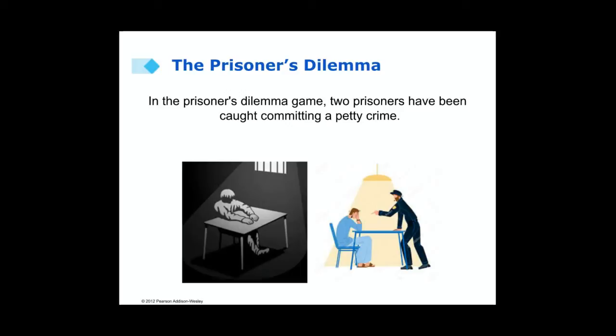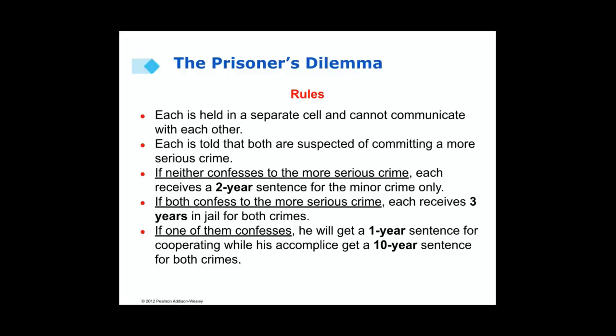In the Prisoner's Dilemma, two prisoners have been caught committing a petty crime. Each is held in a separate cell and cannot communicate with each other. Each is told that they both are suspected of committing a more serious crime. If neither confesses to the more serious crime, each receives a 2-year sentence for the minor crime only. If both confess to the more serious crime, each receives 3 years in jail. If one of them confesses while the other one maintains his innocence, the one who confesses gets a 1-year prison sentence, while the one who maintains his innocence gets a 10-year prison sentence.